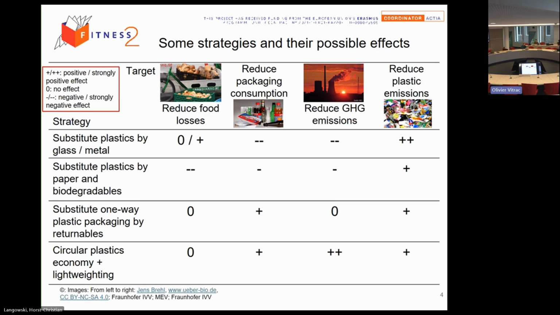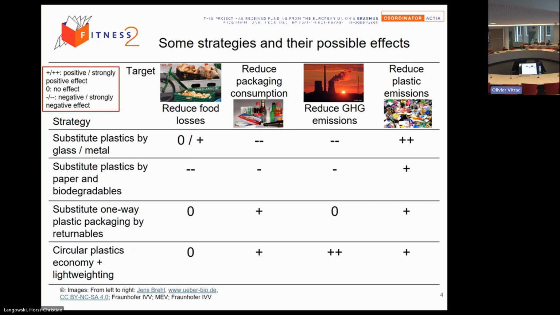If you try different strategies and look at the effects of these strategies on different targets, you will recognize that you have, for instance, some points where you have no effect or even a positive effect, but you may have other areas where you have a strongly negative effect. I won't concentrate too much on that figure because we all know these things, and more or less I can easily add 3 other targets as well.